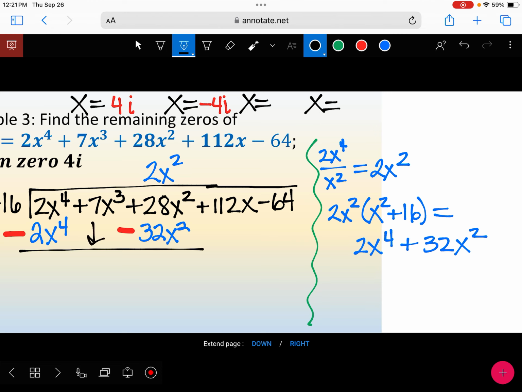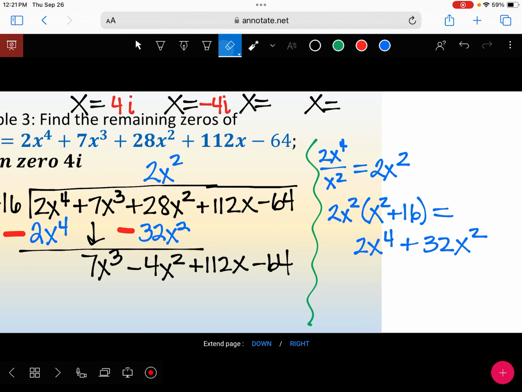So I'm going to bring down my 7x cubed. And then I have, what's 28 minus 32? Negative 4x squared plus 112x minus 64. And we're going to repeat that process again.